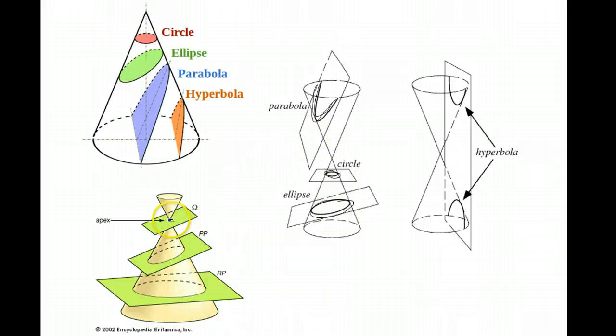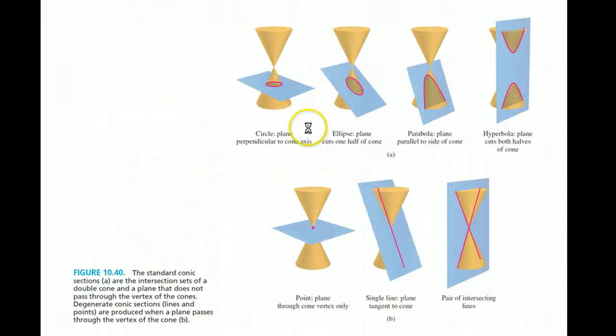Here's an example figure where you can actually see that the point is being generated when the plane passes through what's called the apex, or the point here where the two parts of the cone actually meet. And here is another example of how those curves are generated by that slicing action. In your book, they have this figure 10.40, that shows you all of the slices that can possibly be made with the plane and the double napped right circular cone. They actually include nicely the point that can be produced, as well as a single line.